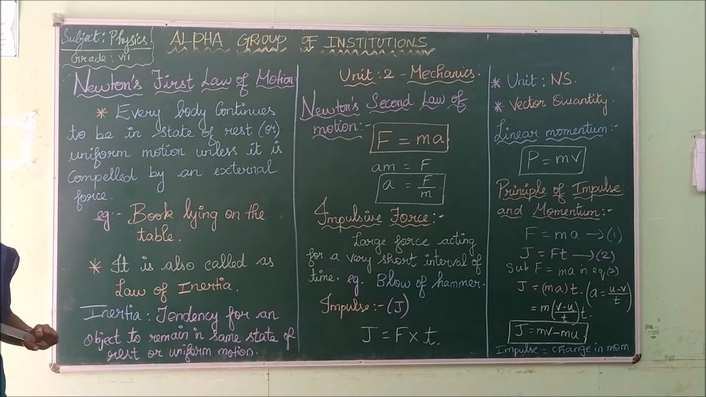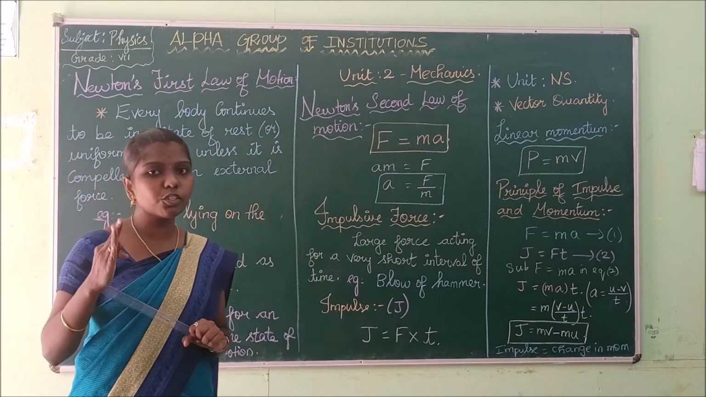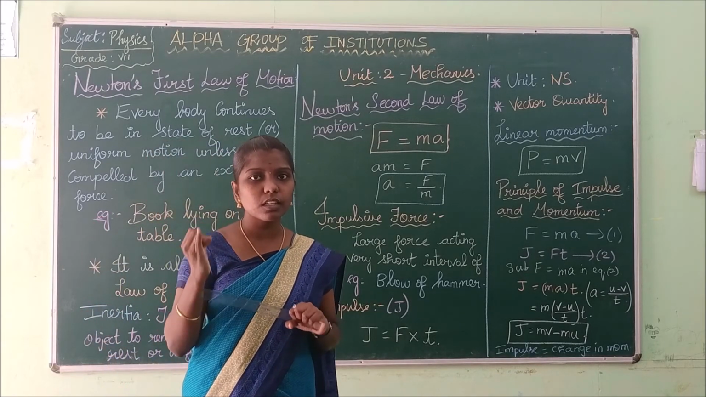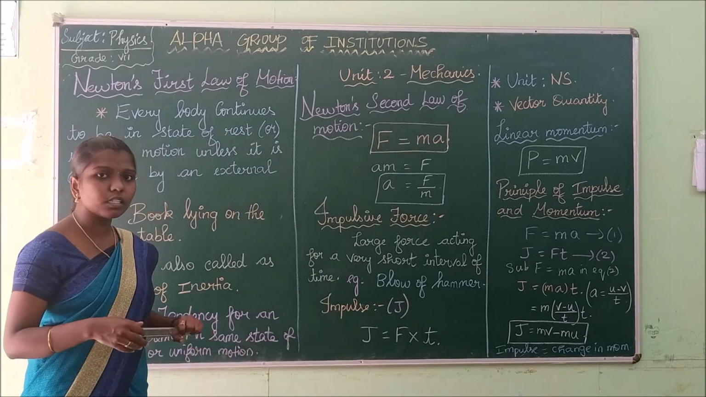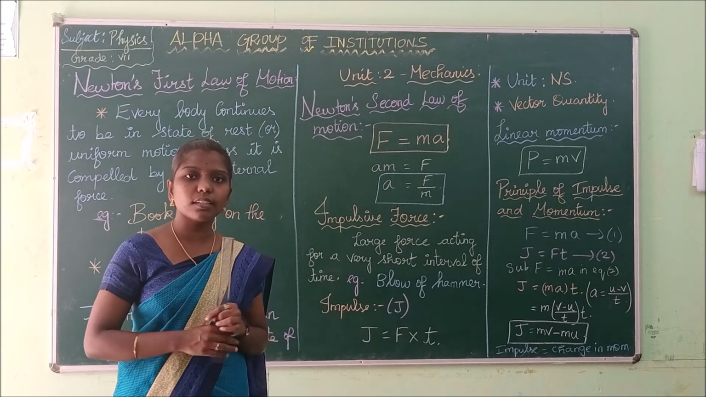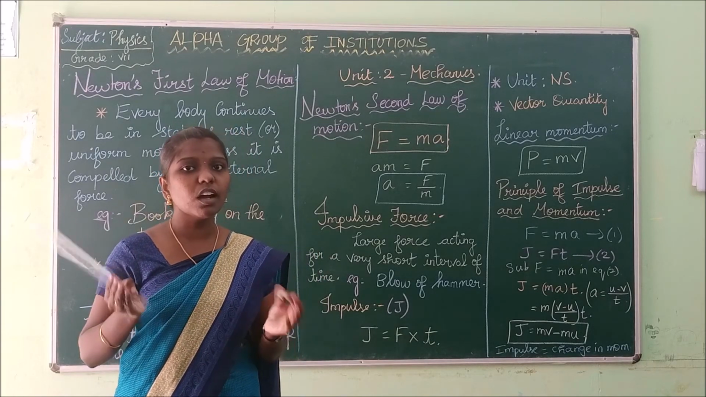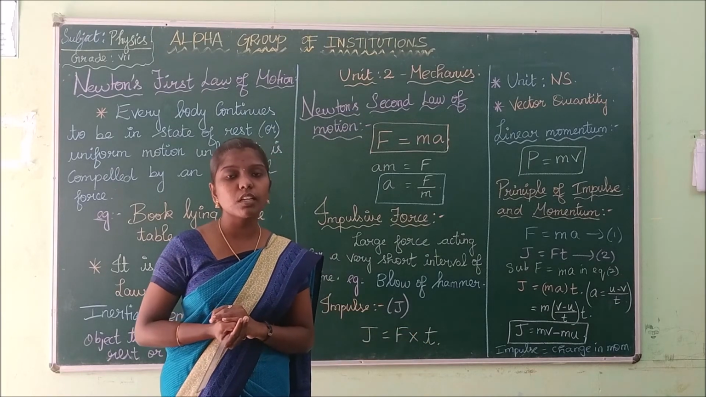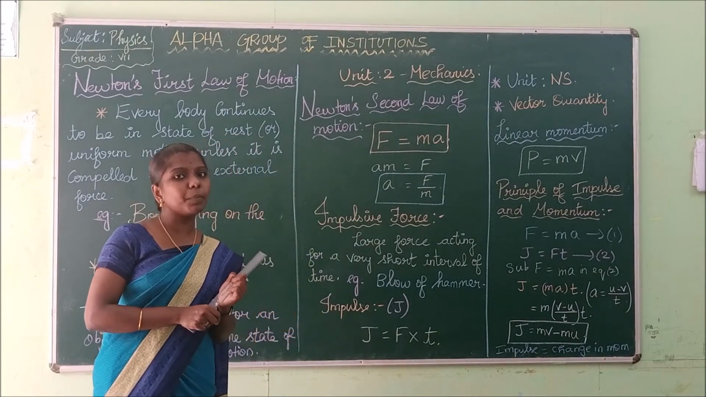This inertia is of three types, namely inertia of rest, inertia of motion and inertia of direction. What are the three types of inertia? Inertia of rest, inertia of motion, inertia of direction. What is inertia of rest? An object remains in a state of rest unless an external force acts on it. What is inertia of motion? Similarly, an object remains in a state of motion unless an external force is applied on it. What is inertia of direction? An object remains in its direction unless an external force is applied on it.